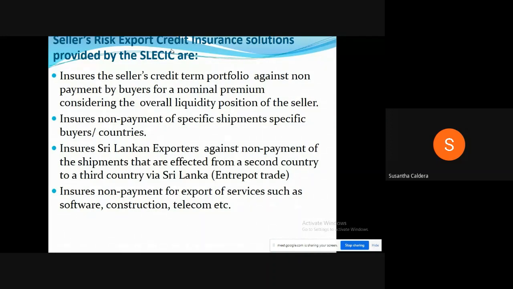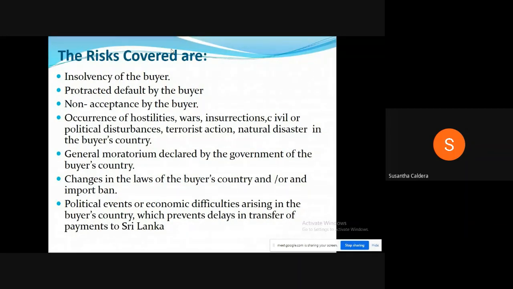guarantees හැටියට. The risks covered are insolvency of the buyer. If the buyer is bankrupt, then we cover, we pay. Right? Protracted default by the buyer. Sometimes the buyers will drag the payment. Right? ඒවලත් අපිට මේකෙන් cover කරලා ගන්න පුළුවන්.